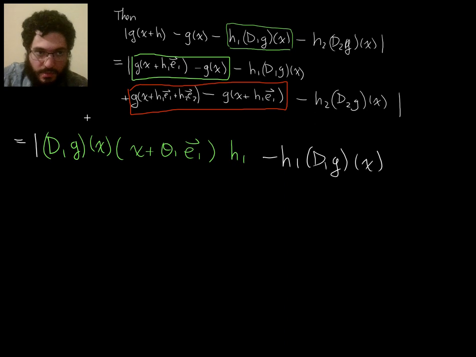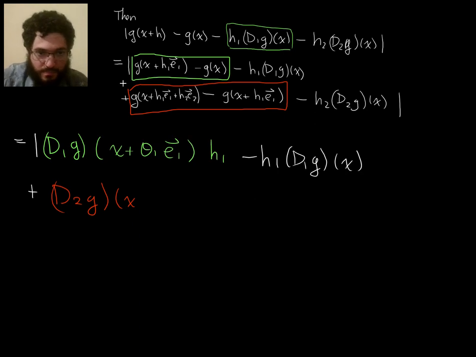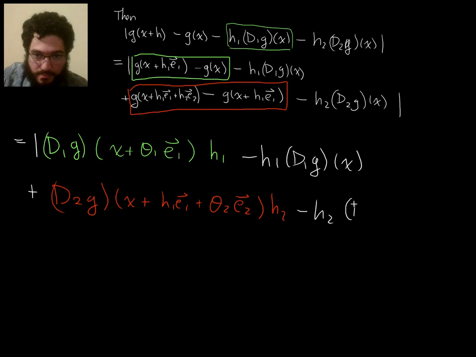And then the red part is d2g(x plus, this doesn't make any sense. Okay, let me fix that. x + h1 e1 + theta2 e2) h2 minus this thing. Okay, let me stop with the colors.